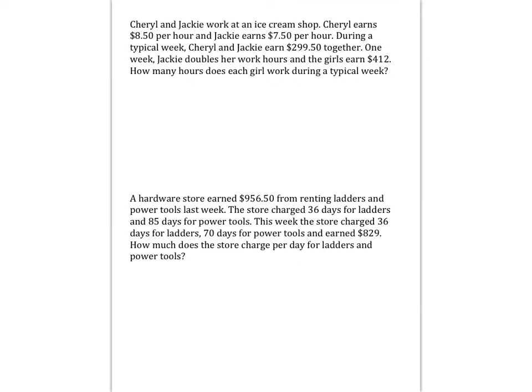Now let's take a look at a few real-world examples. Cheryl and Jackie work at the ice cream shop. Cheryl earns $8.50 per hour, and Jackie earns $7.50 per hour. During a typical week, Cheryl and Jackie earn $299.50 together. One week, Jackie doubles her work hours, and the girls earn $412. How many hours does each girl work during a typical week? So let's call C Cheryl's hours, and let's call J Jackie's hours.